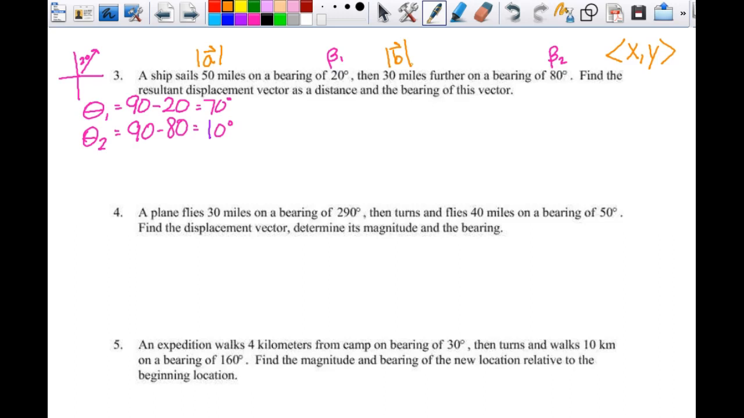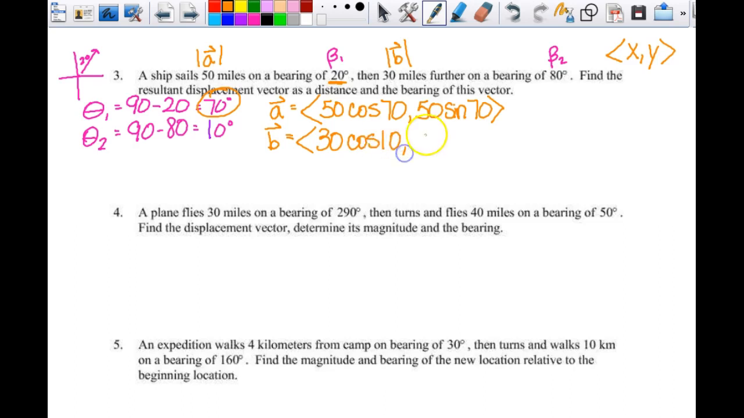So if I call the first one A and the second one B, then for vector A, to find that, that's going to be 50 times the cosine, not of 20, but of theta, 70. You have to use theta or you're not going to get the right things here. And then 50 sine of theta, which is 70. What would it look like for vector B? 30 what? Cosine of what? 10. And then 30 sine of 10. To get it in that component form.